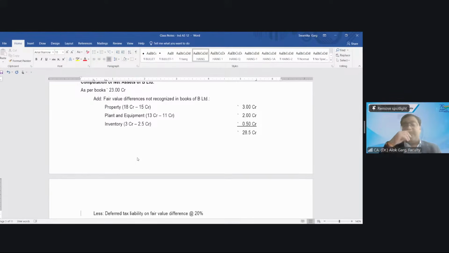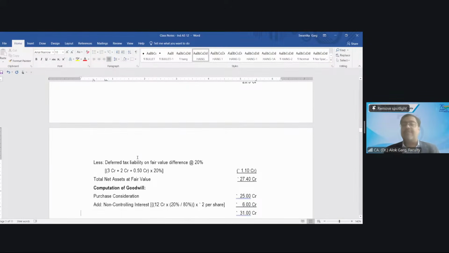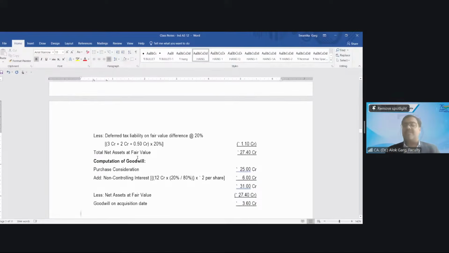But the moment I am increasing my asset by 5.5 crore, this is giving me an additional liability also in terms of deferred tax liability, right? And what is my deferred tax liability? 5.5 crore multiplied by 20%, 1.1 crore. So what is my fair value of net assets acquired? 28.5 minus 1.1, 27.4 crore, right? What is my goodwill? What is my purchase consideration?